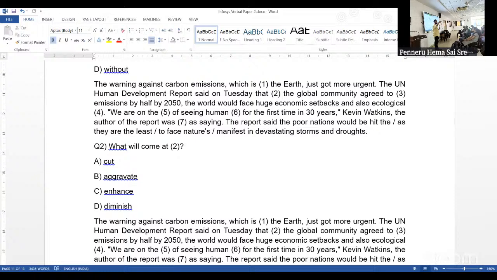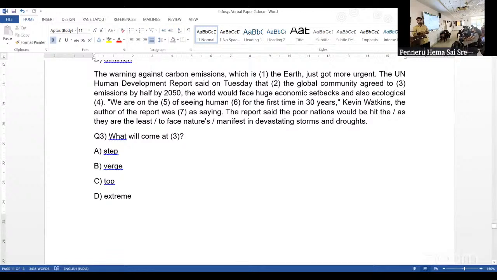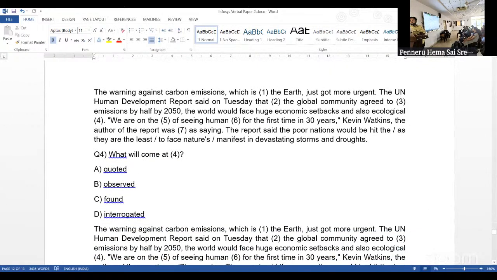When talking about graphs or reports, we don't say that, we use this kind of vocabulary. Diminish the global community agreed to dash. Agreed to step or verge or top or extreme. Agreed to step. That is the third blank. Next, step emissions by half by 2050. The world would face huge economic setbacks and also ecological dash.